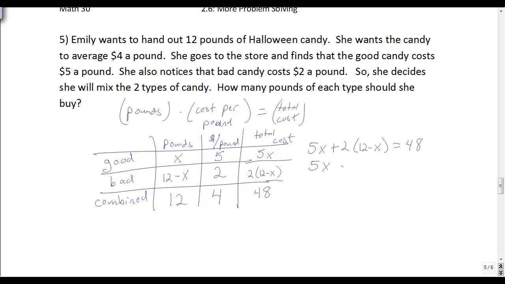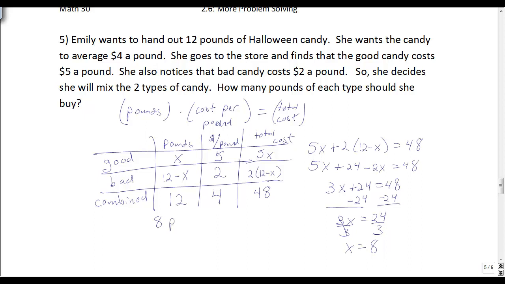First thing I'm going to do is distribute the 2, so I can simplify the left-hand side. 2 times 12 is 24. 2 times negative X is negative 2X. And now 5X minus 2X, that's 3X, plus 24 equals 48. And then I subtract 24 from both sides to isolate the 3X. 48 minus 24 is 24. And then divide both sides by 3 to undo multiplying by 3. So that'll isolate the X. 24 divided by 3, that's 8. So we end up with 8 pounds of good. 12 minus 8 is 4 pounds of bad.